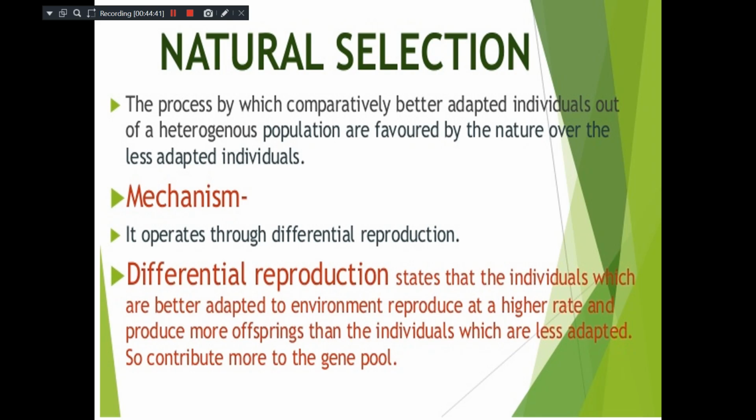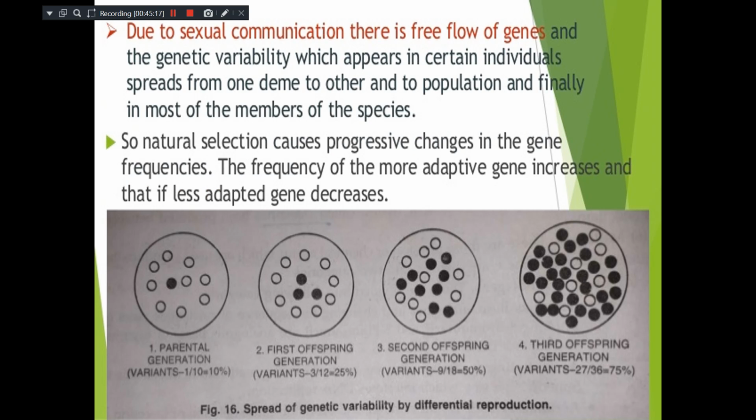All of you know what differential reproduction is. Individuals which are better adapted to the environment reproduce at a higher rate and produce more offspring than the individuals which are less adapted. So the more adapted individuals will contribute more to the gene pool, and the less adapted will contribute very little to the gene pool. And this goes on continuing, because natural selection is a continuous selection.